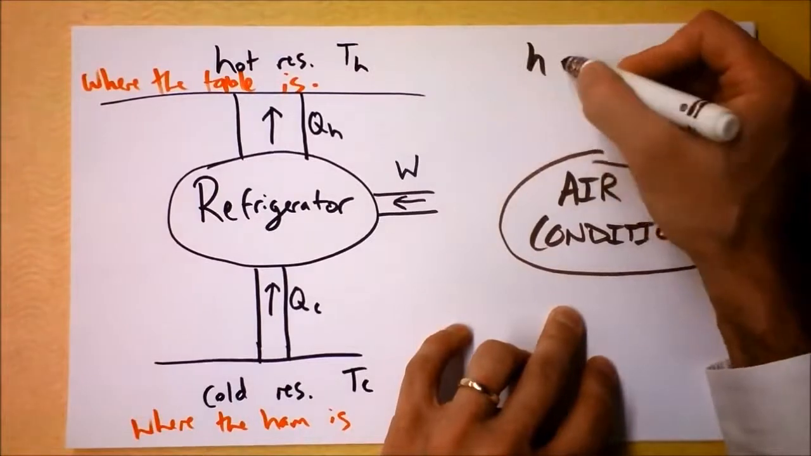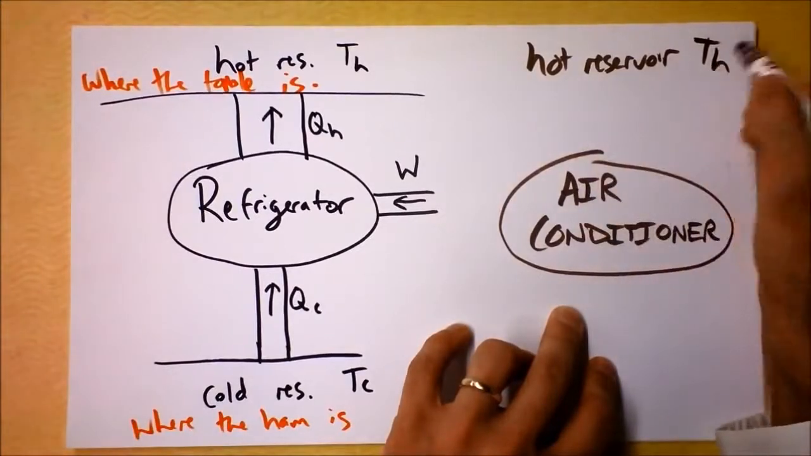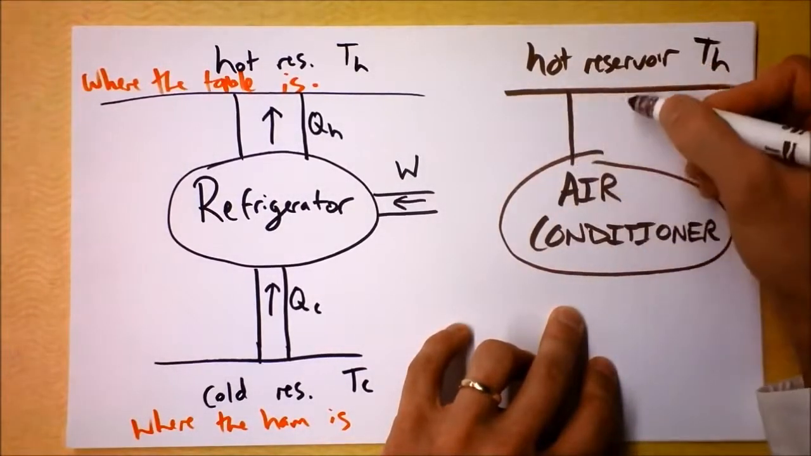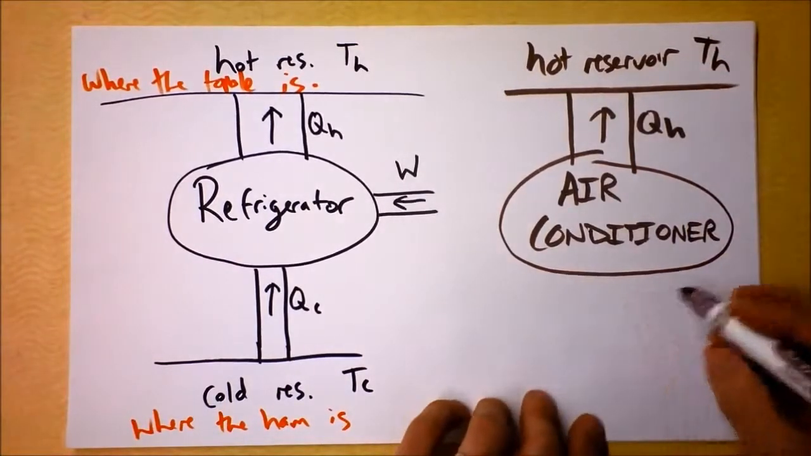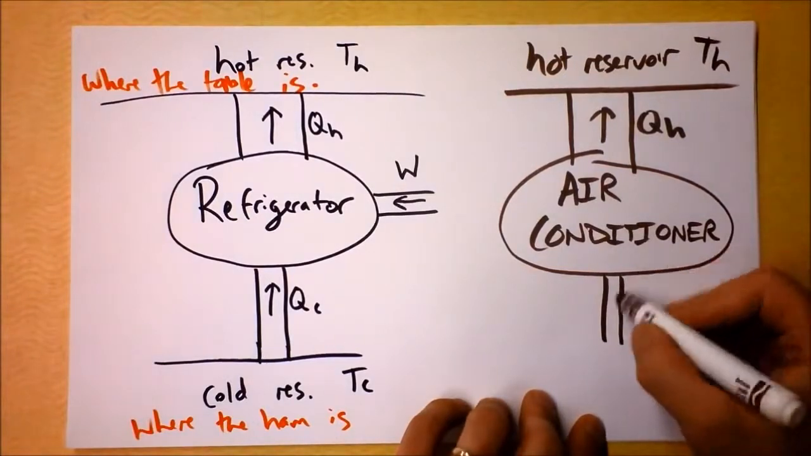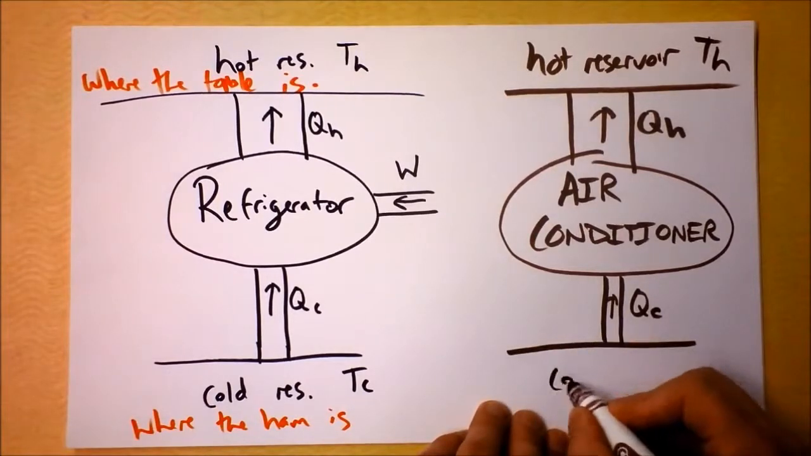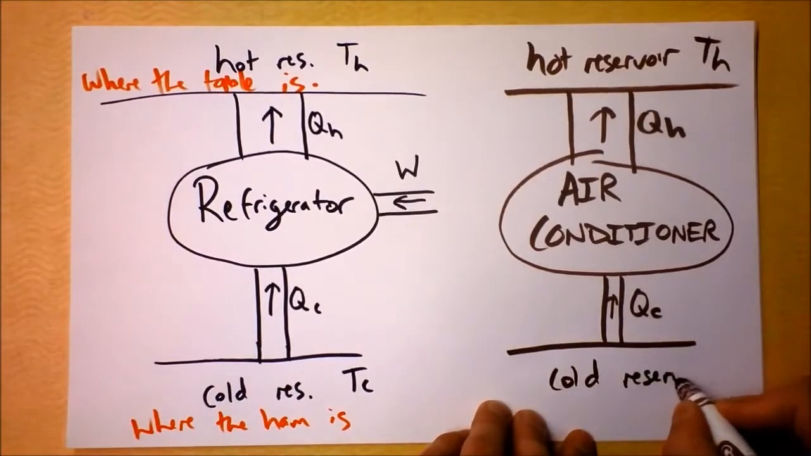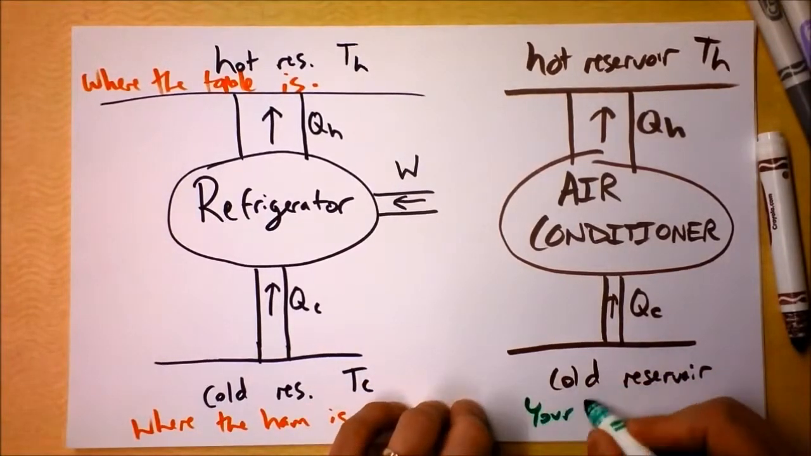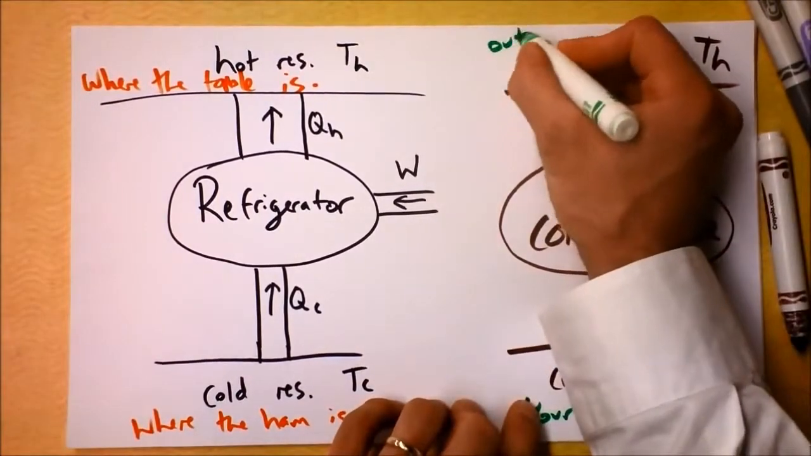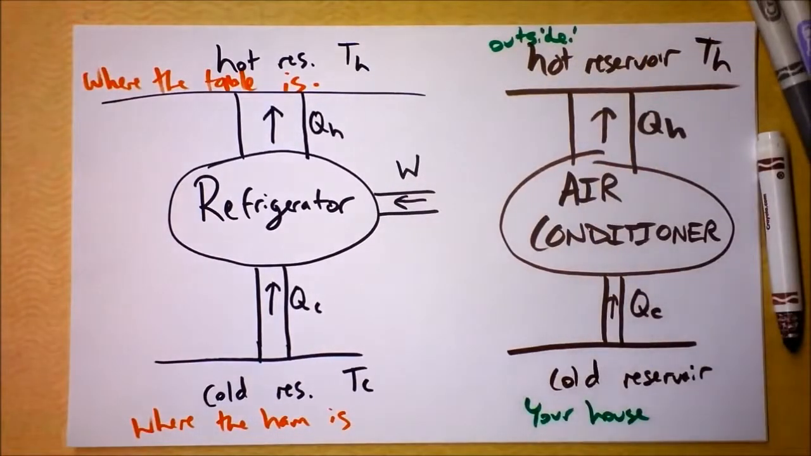But an air conditioner requires a hot reservoir at some temperature T hot, and it requires some heat probably going into that hot reservoir. That's where you're just dumping all your extra heat. And then there's going to be a smaller heat, flowing into the air conditioner and leaving a cold reservoir. And that is where your table is. This is your house. And this is outside.